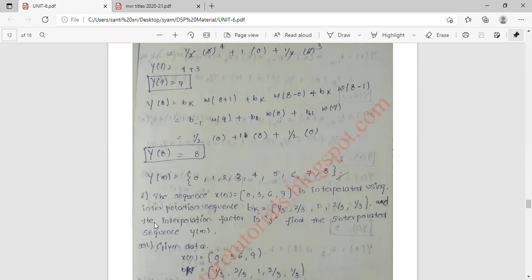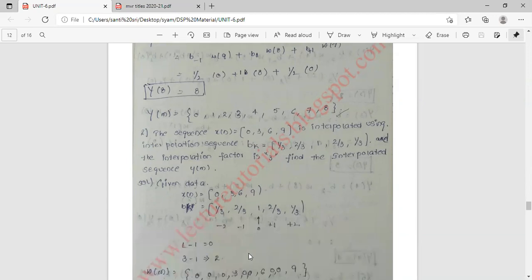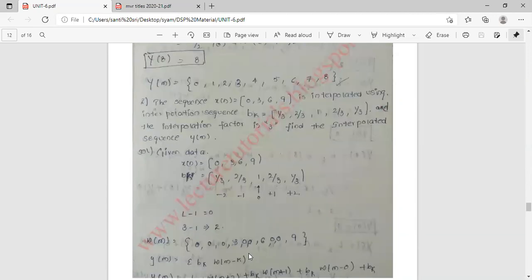We have to introduce 2 zeros in between this sequence x of n so that we will get w of m. So in x of n, introduce 2 zeros. We introduce 2 zeros in between 0 and 3. So 0, 0, 0, 3. Okay, 2 zeros. Similarly, in between 3 and 6, we will introduce 2 zeros. In between 6 and 9, we will introduce 2 zeros. Why? Because L minus 1 is 2, right?